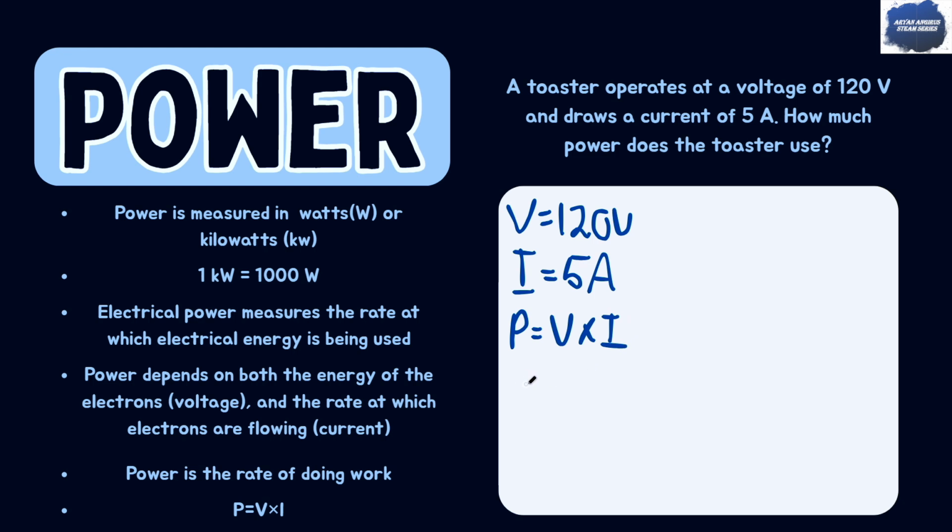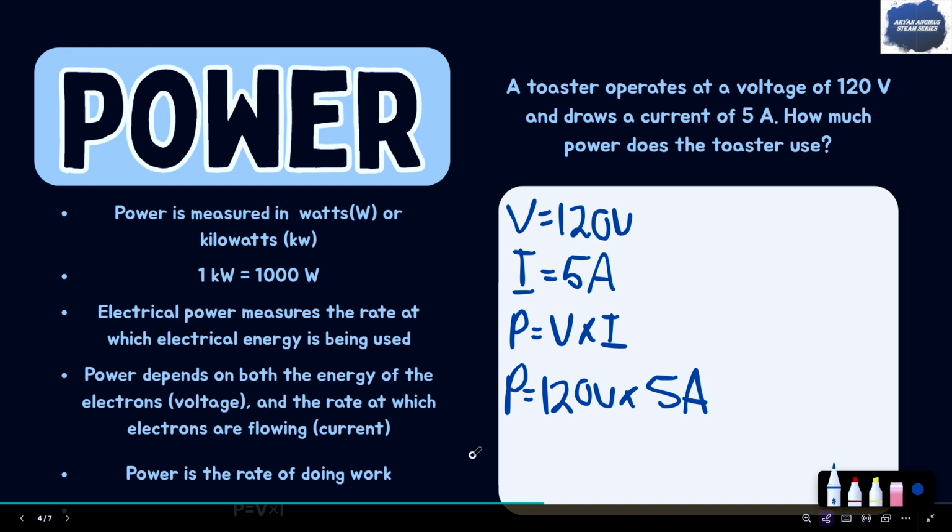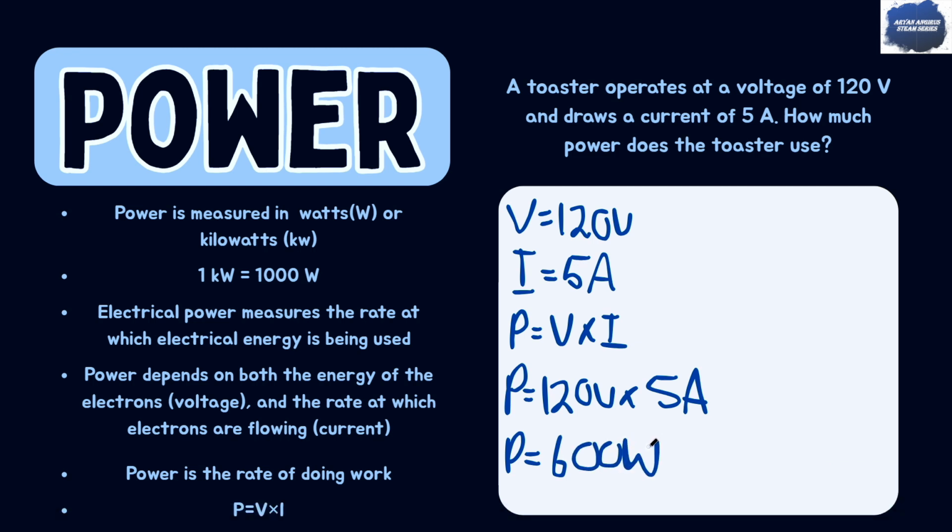All we need to do is plug in the values. So power equals 120 volts times 5 amps, which is equal to 600 watts. Power equals 600 watts. There we go.